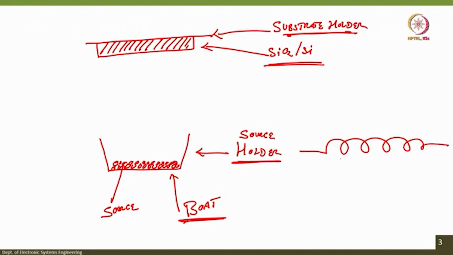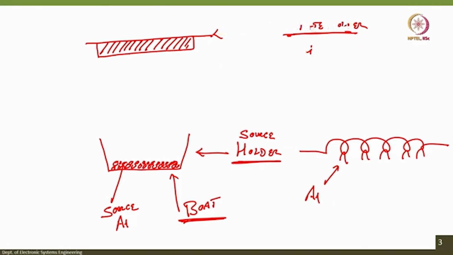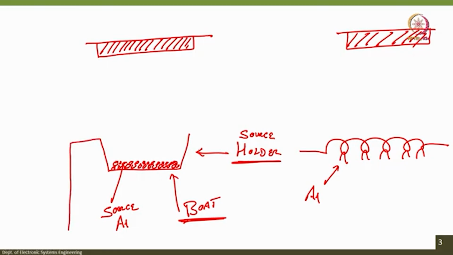a coil in which you can load wires like this. Let us say we want aluminum as the source material, so these wires are also aluminum. The substrate holder and the oxidized silicon wafer remain as they are. Now, you apply a voltage. You remember the source is called the boat, and the material we have is aluminum.